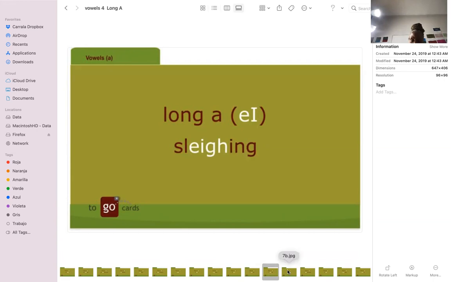Slaying. 8th. Neighborhood. Same sounds, but these are good words to know. Weight. What is your weight? How much do you weigh? And what is your weight? One is a verb and the other is a noun. The one that ends in T is the noun.